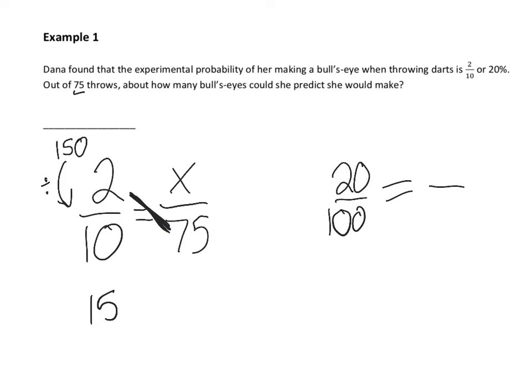So 20% over 100% is equal to our x, because we don't know, over our total number. So we have to have the x over our total number. Now we're going to cross multiply here, 75 times 20. This one I can't do in my head, so we need to work it out. We get 1,500. Now we have to divide down. Divide by 100. When we do that, we end up getting 15.